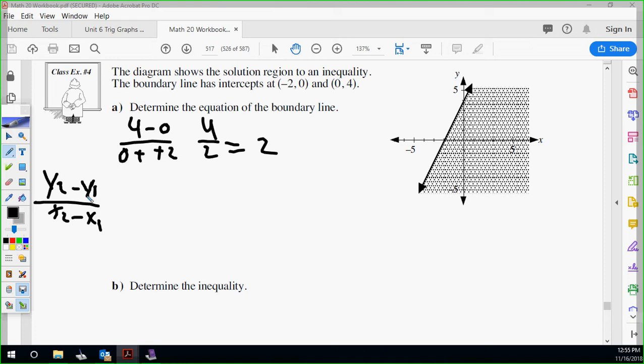I feel good about 2 because 2 is positive. Is this line positive? Yep. Okay, good. If I go up 2 over 1, it gets me to 4. So I do feel good about that. My y-intercept actually is this number right here, right? It's going through 4. So that's my b. So I'm good now. I know this equation is 2x plus 4. Now I just got to figure out what is the inequality. It'd be less than, and it's equal to because it's a solid line.